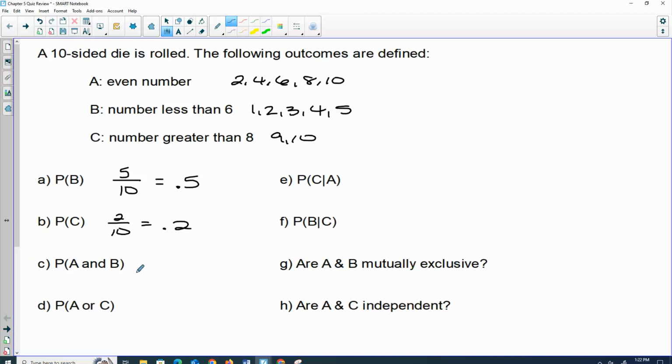The probability of both A and B. So looking at my numbers, how many of them are listed in A and in B? 2. The 2 is in both, and the 4 is in both. So I have 2 numbers that show up in both out of the 10 numbers on my die. So 0.2.